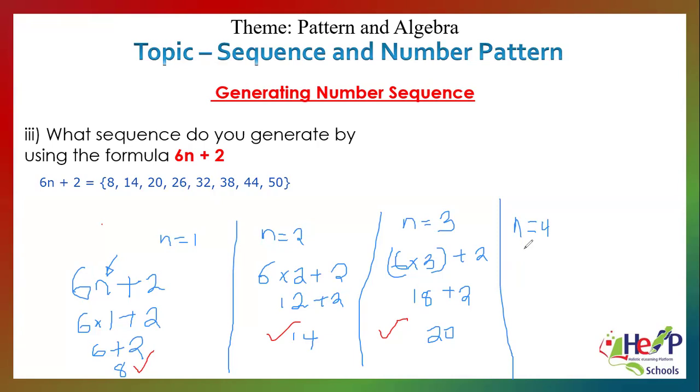We get 6 times 4 plus 2. 6 times 4 is what? We get 24. 24 plus 2 gives us 26. All right, that is how we get this.